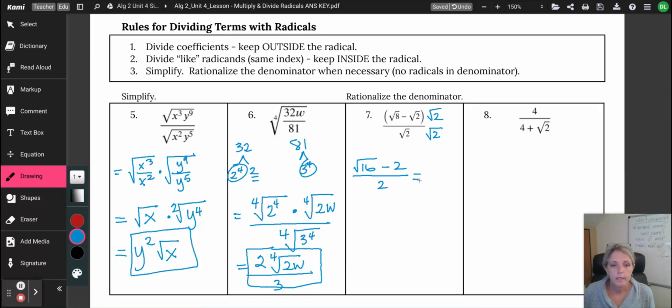Okay, and then I know that the square root of 16 is 4. So 4 minus 2 over 2. This is going to be 2 divided by 2, which just gives me 1.